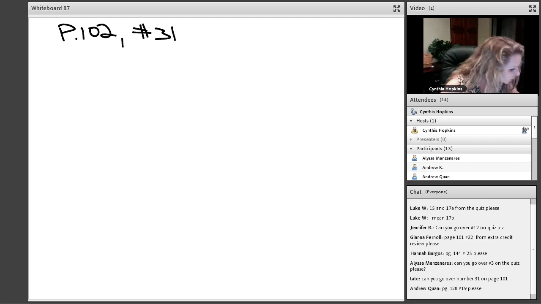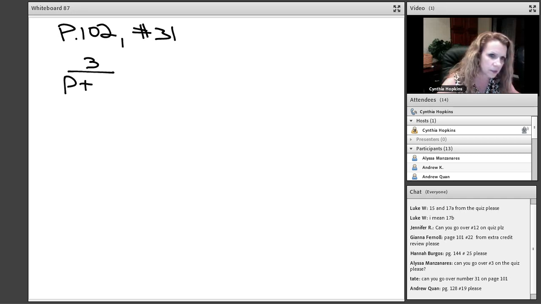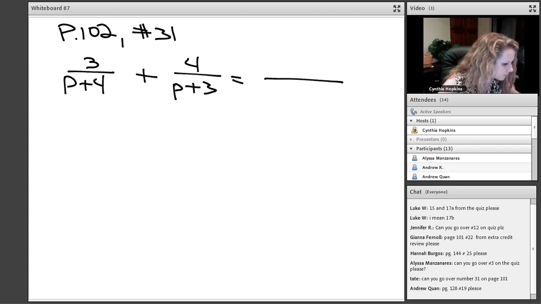All right, so we have 3 fractions in this equation. So 3 over p plus 4, plus 4 over p plus 3, equals 4 over p squared plus 7p plus 12.